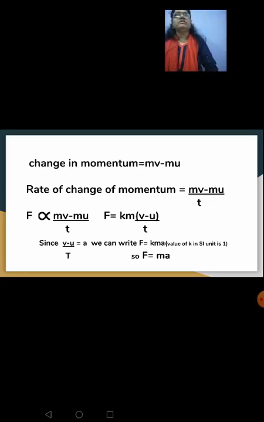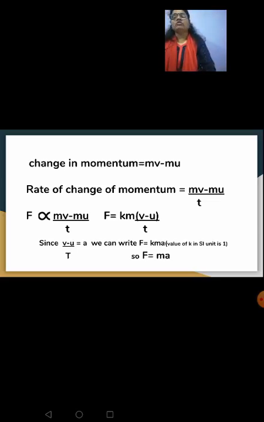Whenever you use the word rate in physics, it corresponds to time. So according to Newton's second law of motion, F is proportional to the rate of change of momentum. That is, F is proportional to (mv minus mu) upon t. Whenever you have to remove the proportionality symbol, what is to be done? You have to introduce a constant. So here we are introducing a constant k after removing the proportionality symbol. The equation now becomes F is equal to km into (v minus u) by t.